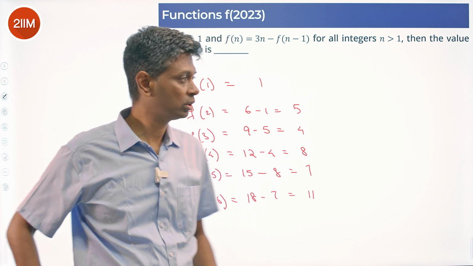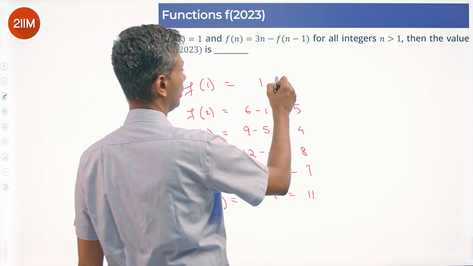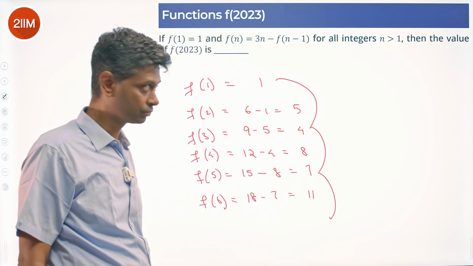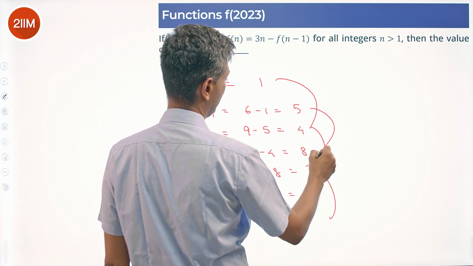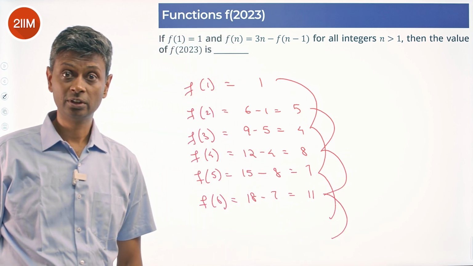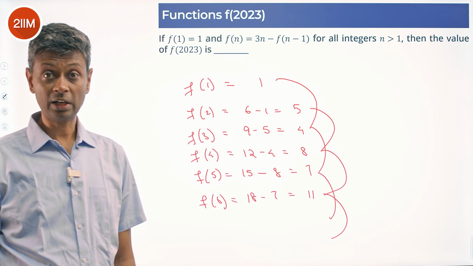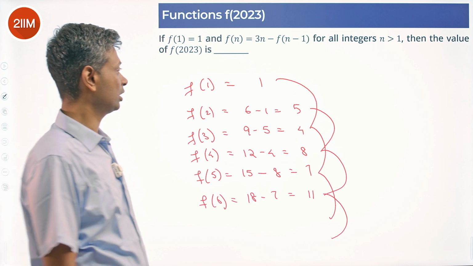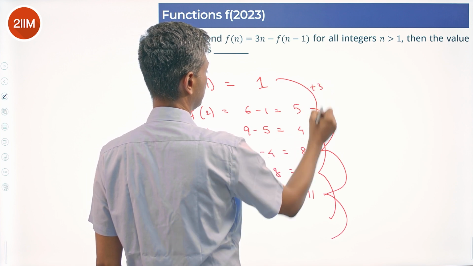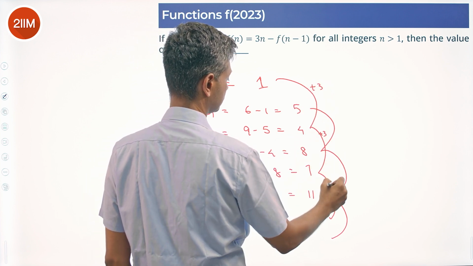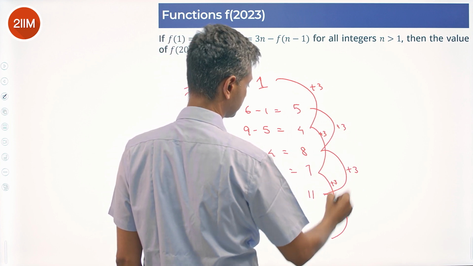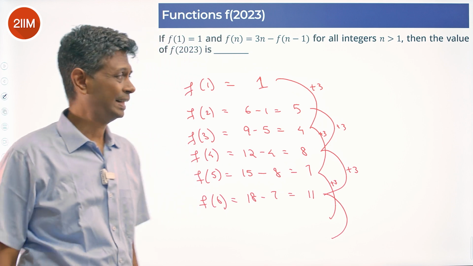Another way of thinking about it is from here, you can say 1, 4, 7, 10. That's a sequence. 5, 8, 11, 14. That's another sequence. Both of these sequences are arithmetic progressions. This one has first term 1, common difference 3. This has first term 5, common difference 3. That's it, we are through.